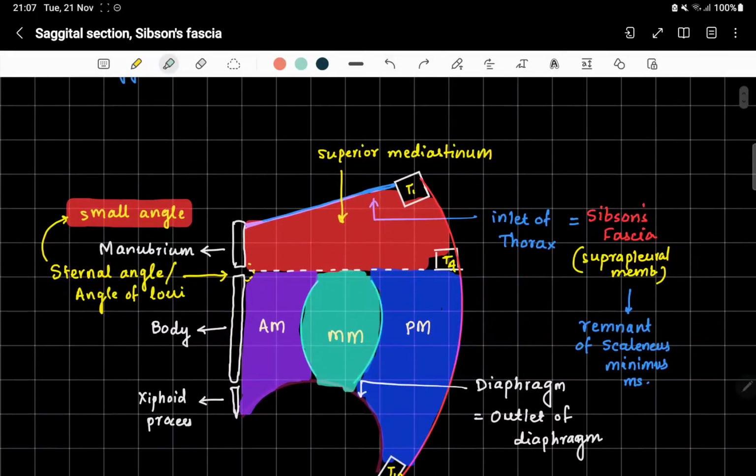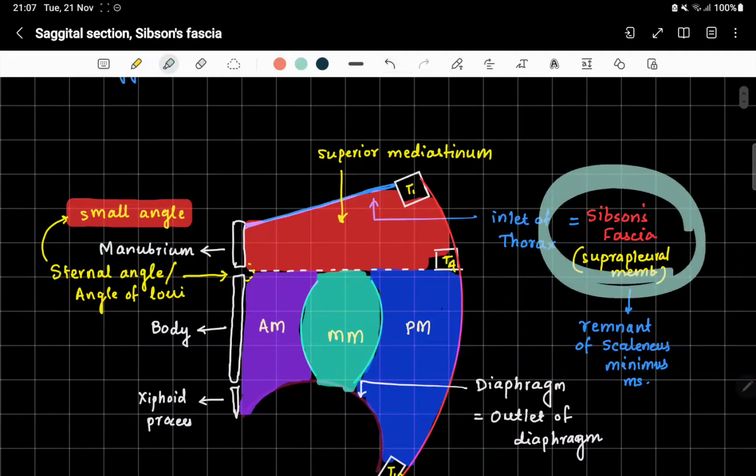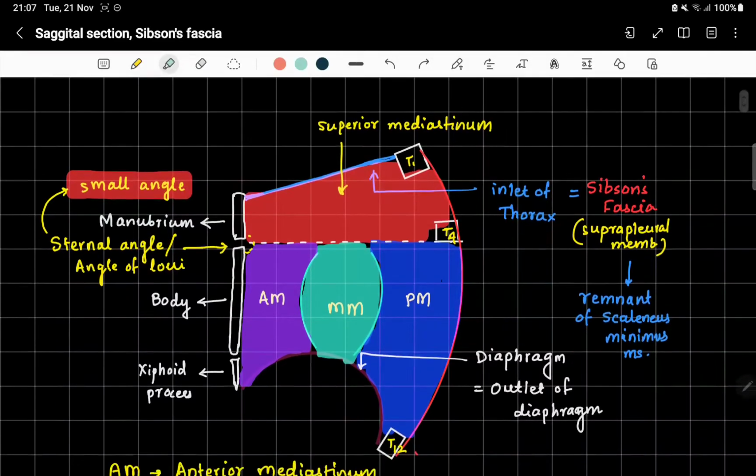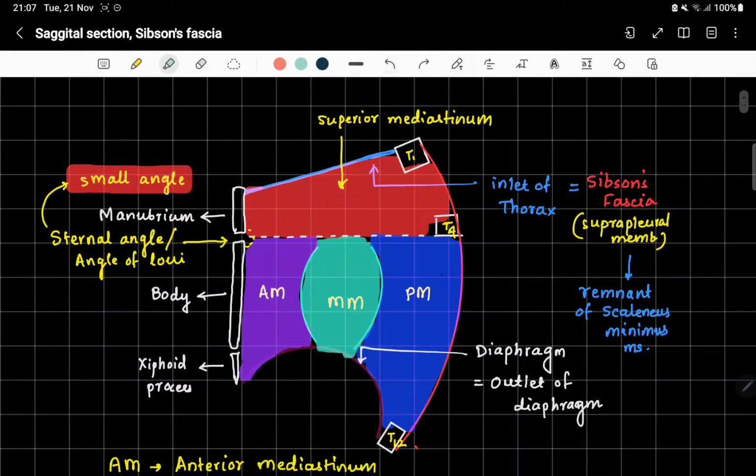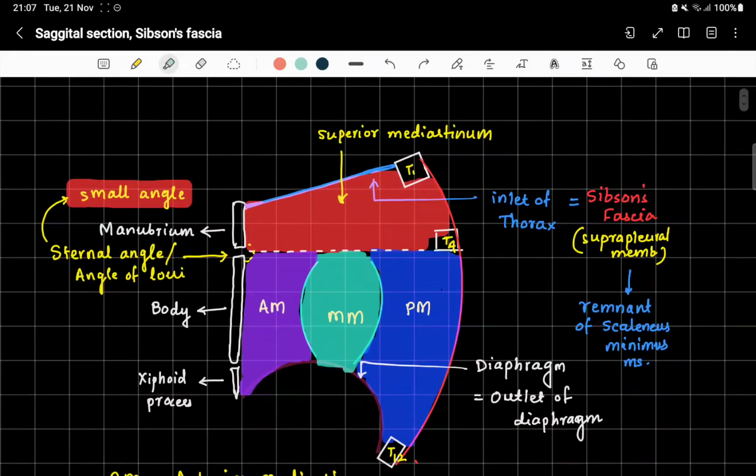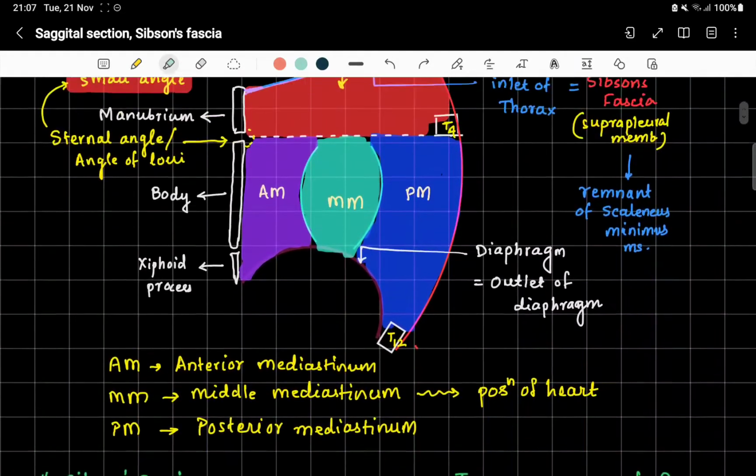by the diaphragm. And the thoracic inlet is formed by Sibson's fascia. What is Sibson's fascia? We'll discuss. This is your Sibson's fascia. We'll discuss about this. It is also called the suprapleural membrane, a remnant of the scalenus minimus muscle. Scalenus minimus muscle. Understood?